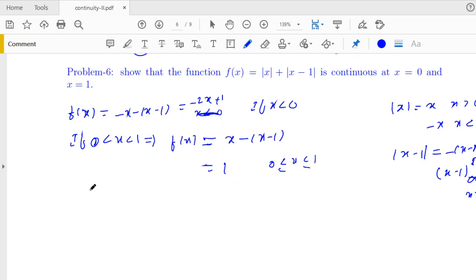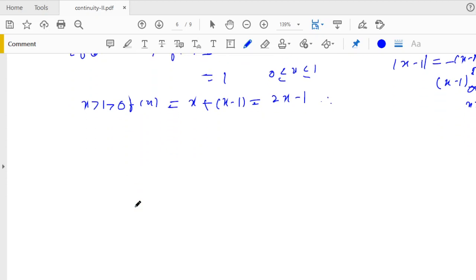Therefore when x is greater than 1, f of x equal to, when x is greater than 1 means also greater than 0, therefore x is greater than 0, mod x equal to x, plus mod x minus 1 equal to x minus 1, this value equal to 2x minus 1.